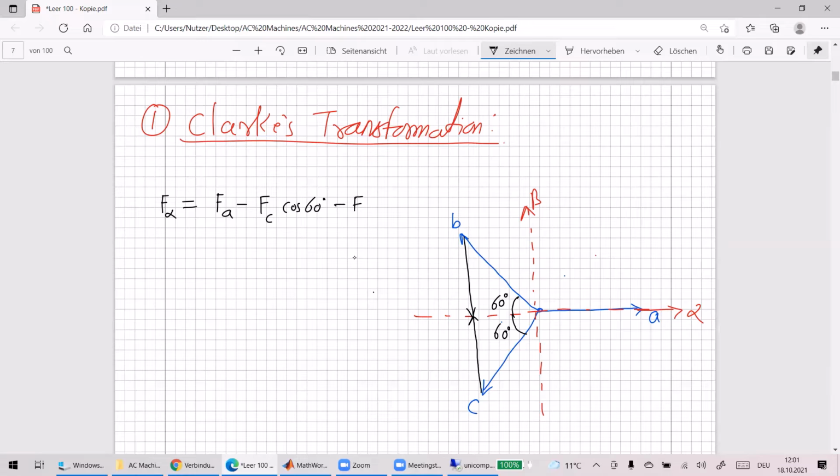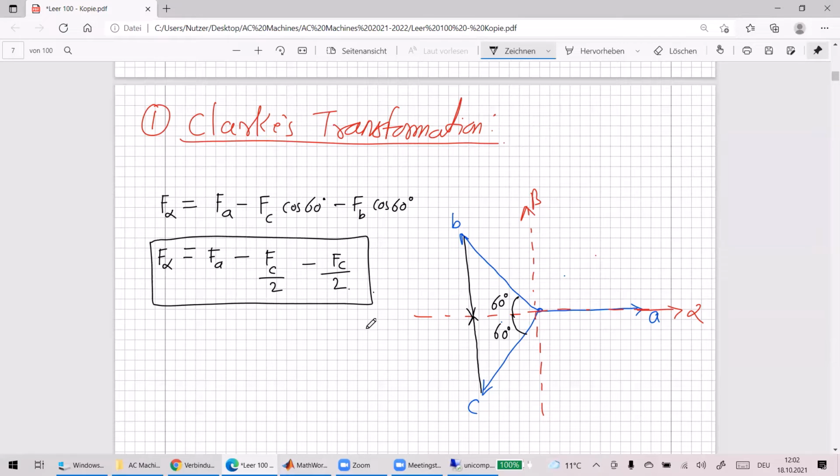And the same way we can write FB cos 60 degree. And what is cos 60? One by two. So this is FB by 2 and FC by 2. This is fine. We'll come to that later.